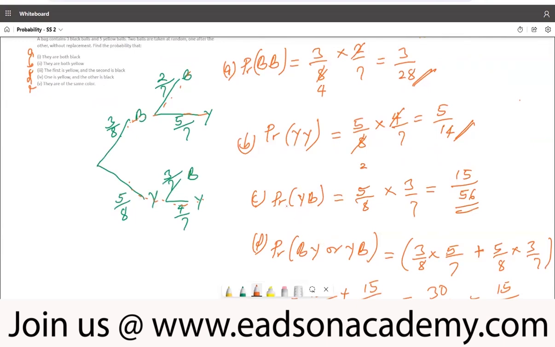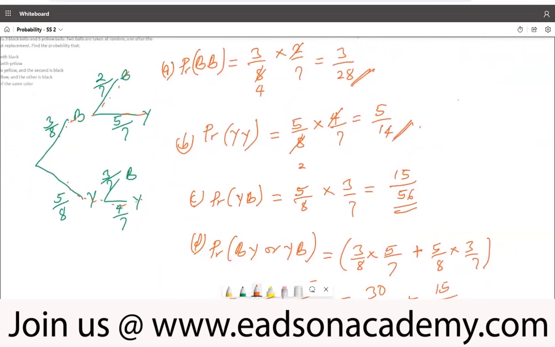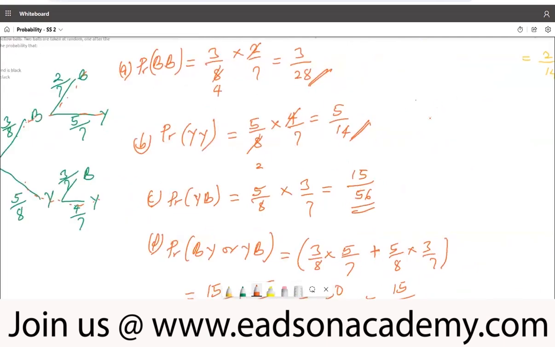And finally, they are of the same color. Where and where do we have the same color? We have black, black here, and then we have yellow, yellow here. So they have the same color with the probability of black, black or probability of yellow, yellow. That is question E. Probability of same color is equal to probability of black, black or probability of yellow, yellow.